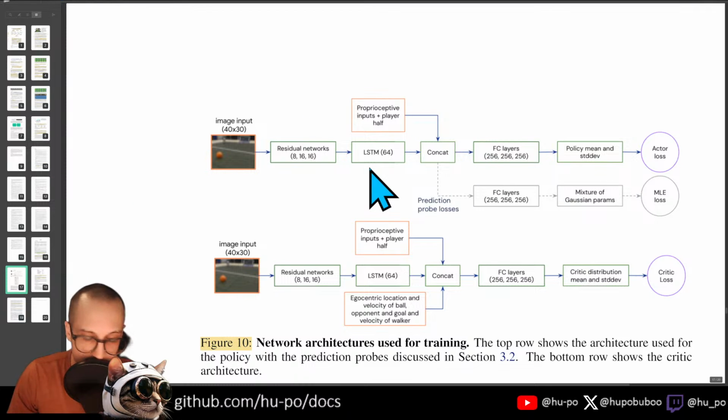But if you have a bigger robot, you can use a Transformer. I think an action chunking Transformer is something I've seen before. But in this case, they chose an LSTM because of the limited compute that they have on this edge device.